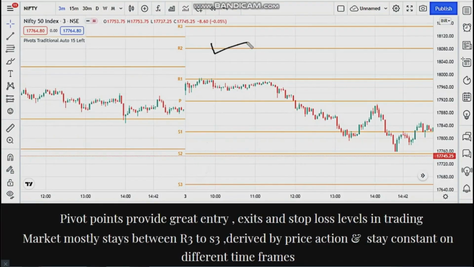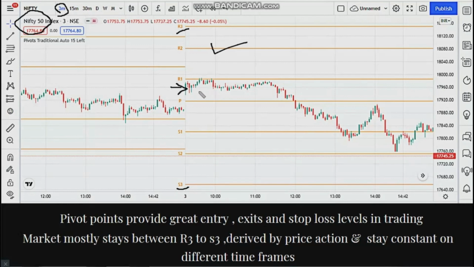So here is a chart explanation of pivot points in the market. We are looking at the Nifty 50 index on a 3 minute time frame. Pivot points provide great entry, exit and stop loss levels in trading. As we have already discussed, the market stays between R3 to S3 mostly, and it is derived from price action and stays constant on different time frames.